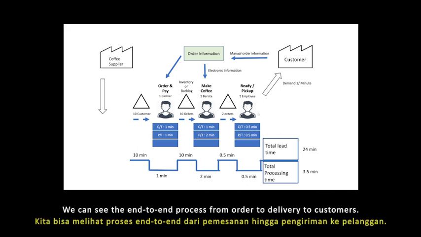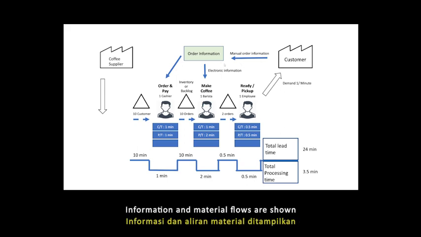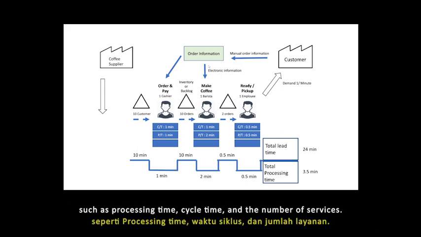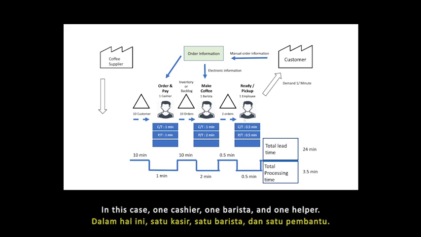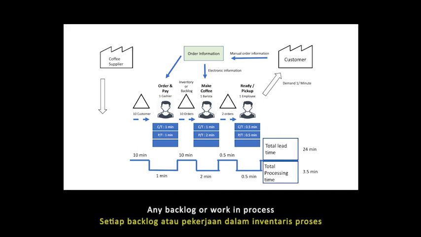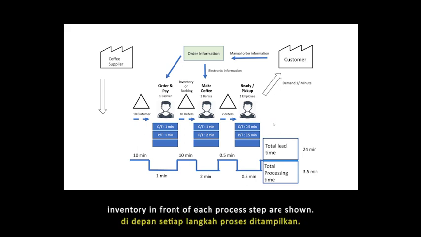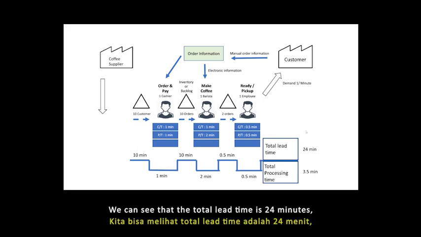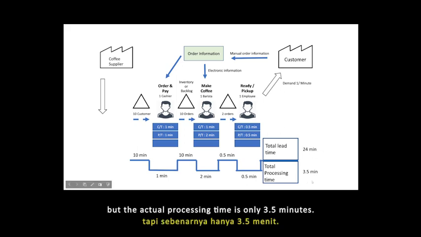We can see the end-to-end process from order to delivery to customer. Information and material flows are shown, such as processing time, cycle time, and the number of servers. In this case, one cashier, one barista, and one helper. Any backlog or work in process, inventory in front of each process step, are shown. We can see that the total lead time is 24 minutes, but the actual processing time is only 3.5 minutes.